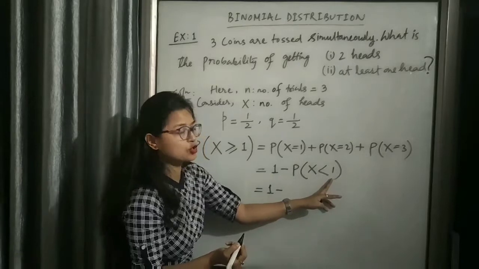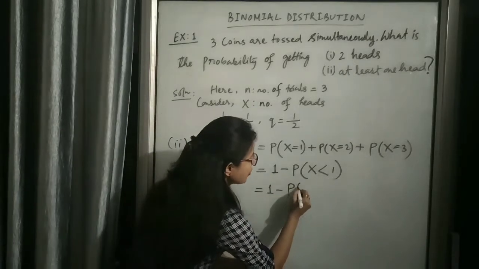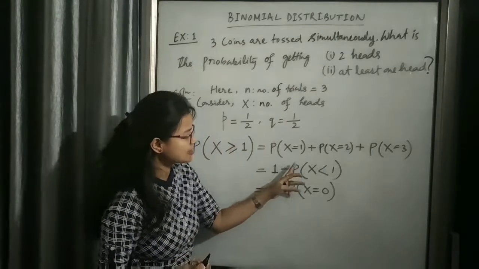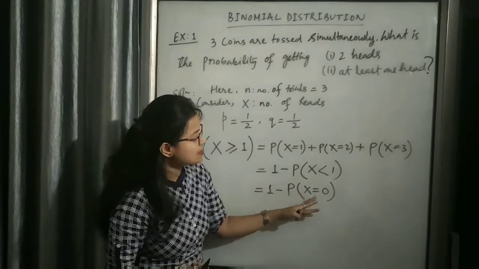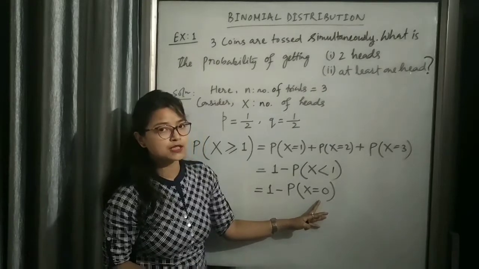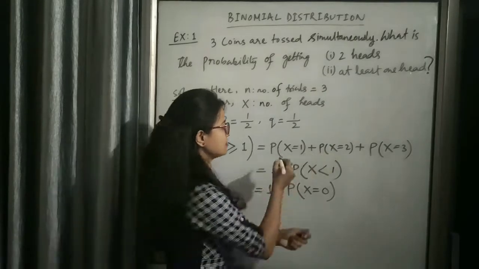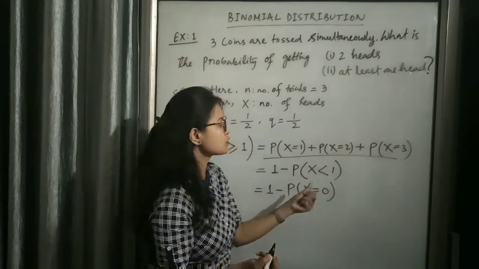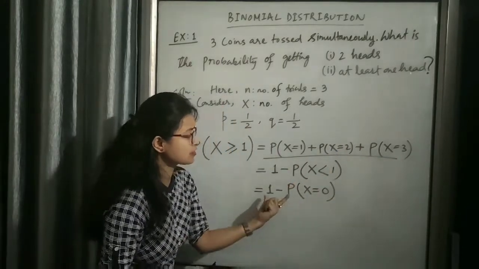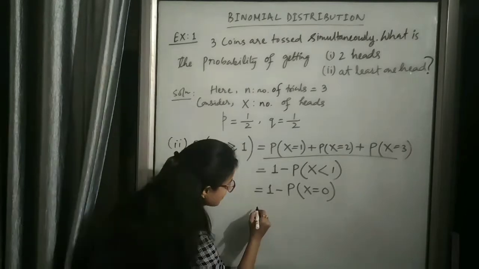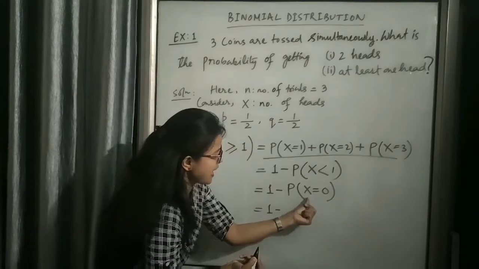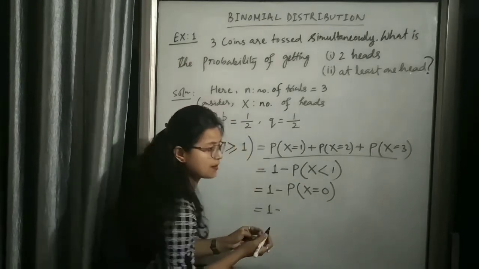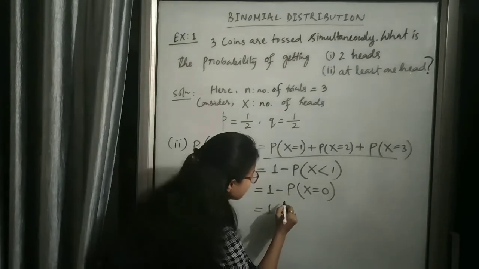P(x < 1): the only possibility here is x = 0. So when we apply this technique, we have to find only one probability. But if you apply the other one, you have to find 3 different probabilities. So it's better to use this complement concept. Now P(x = 0) has an equal sign, so directly we can apply the binomial distribution formula.